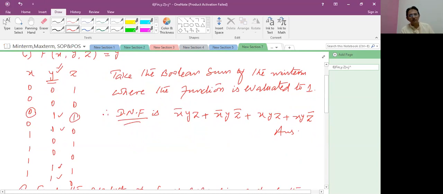So x complement, y, z. Then y is 1, but x and z both are 0. It means we will take the complement of x and z, y as it is. Similarly, for the next, when we consider y is 1, all variables have the value 1, so x, y, z are as it is. And in the last, when we consider 1 for this variable, that is y, because we consider y only, z is complemented because it has 0, x and y as it is. So this will be your answer. It has 4 minterms with the help of Boolean algebra.